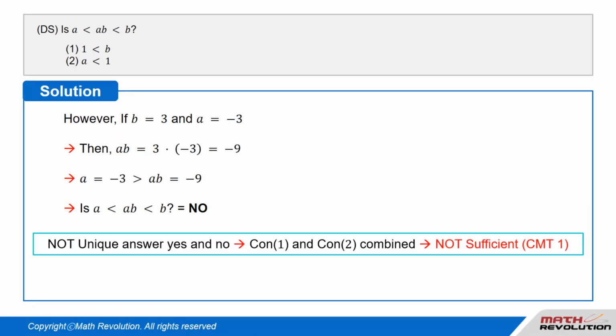Thus, both conditions combined are not sufficient by CMT1, which states that if we can have both yes and no as an answer, it is not sufficient. You should consider the cross cases. That is, be careful of the cases where both negative and positive numbers are given.